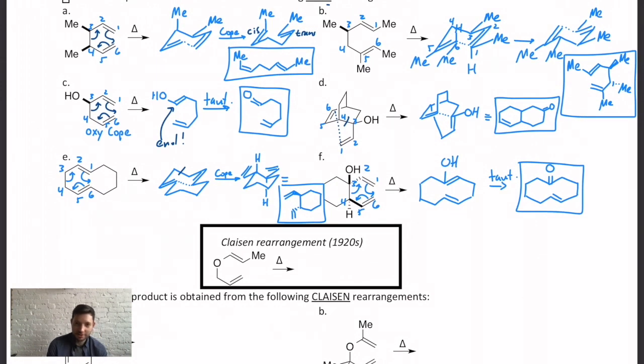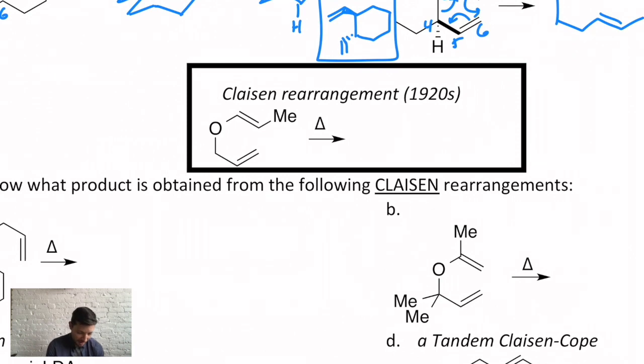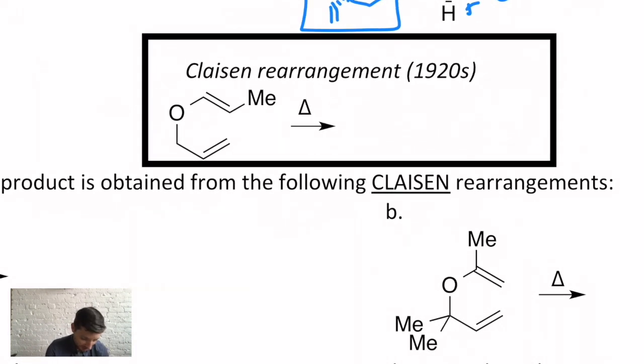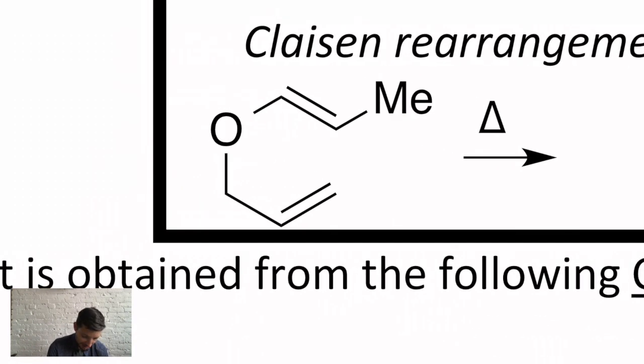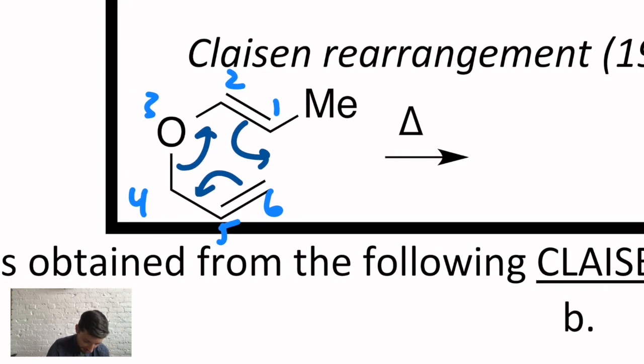I just want to wrap up today by showing you one other 6-electron reaction. This is called the Claisen rearrangement. This actually came earlier than the cope rearrangement, and you can see it's quite similar in that it starts with a 6-membered chain, 1, 2, 3, 4, 5, and 6. And we have very similar arrow pushing to figure out the products. You form a bond between 1 and 6, 3 and 4 breaks, 5 and 6 rearrange.